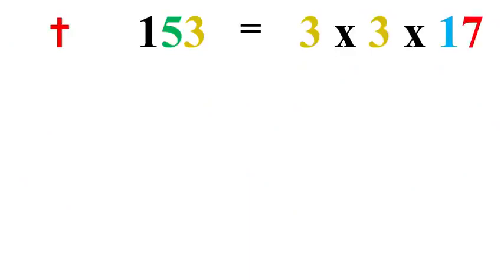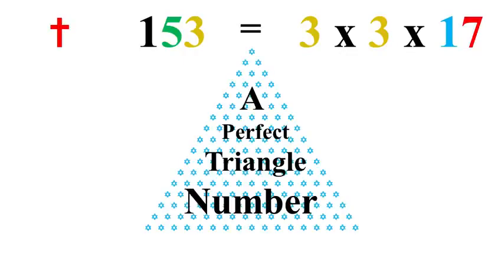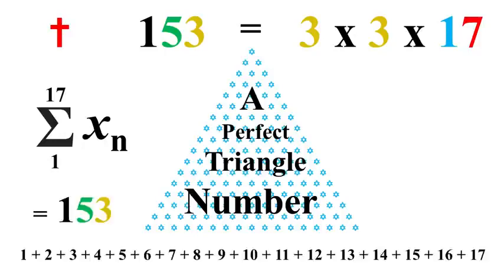Well, I will tell you, just mathematically, 153 is a cool number. It's equal to 3 times 3 times 17. So there you have your 1, 3, and 7. All right. 153 is also a perfect triangle number. Very nice. Okay, pointing to complex unity. If you put in this little math formula, the summation of 1 to 17, meaning if you add 1 plus 2 plus 3 plus 4 all the way up to 17, you will get 153. Okay, that's nice.